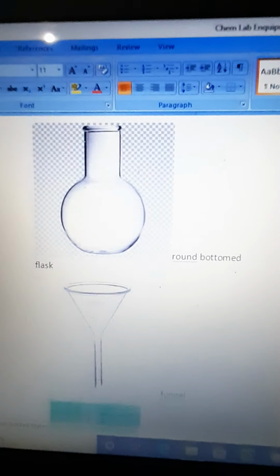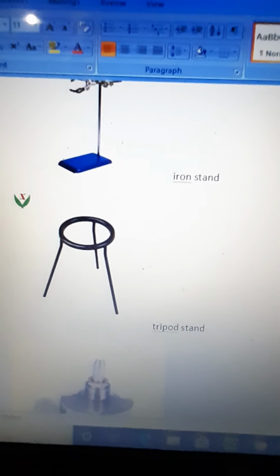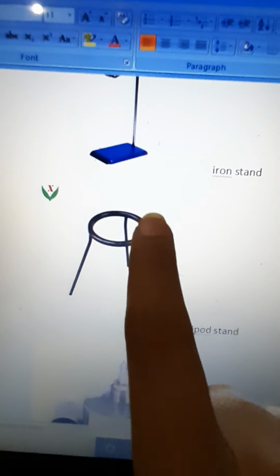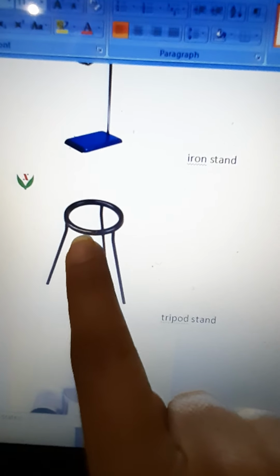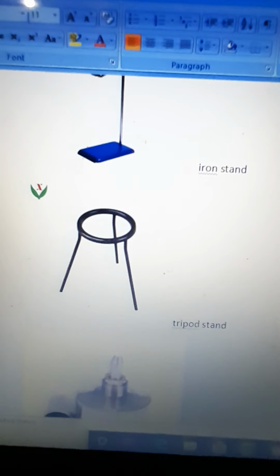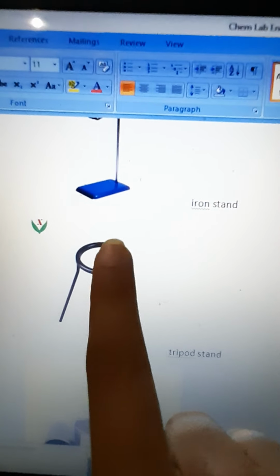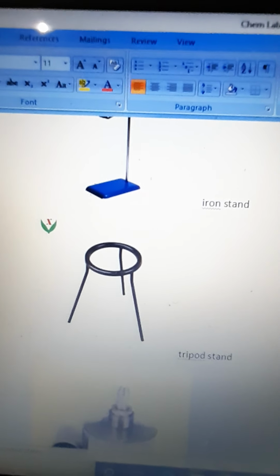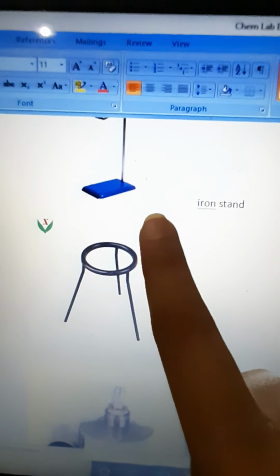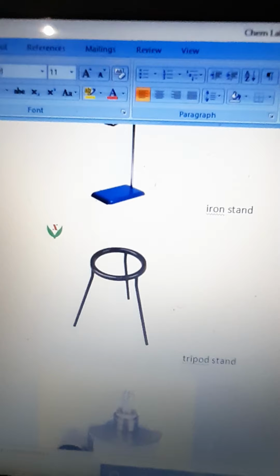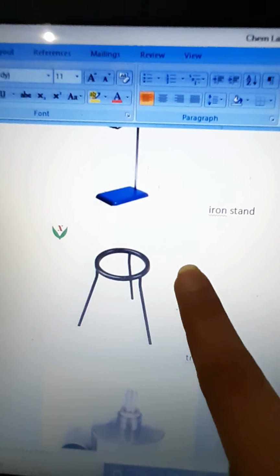After the iron stand, we have the tripod stand. Tripod stand gets its name because of the three legs which it has. Now this holder on the top might be circular in shape, might be triangular in shape. Mostly we keep a burner down here, and any substance which we want to heat in a beaker or a round bottomed flask on the top. Mostly a wire mesh, or a wire gauze, is placed on the platform, just like this.